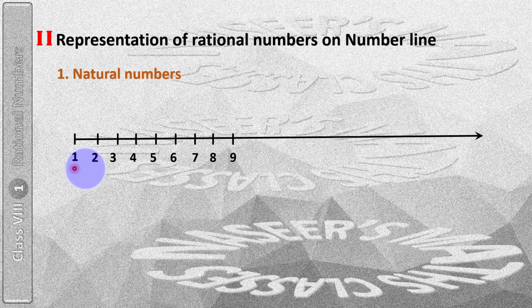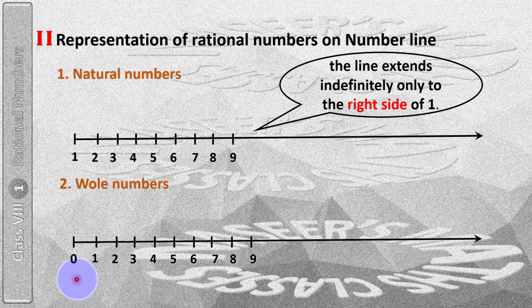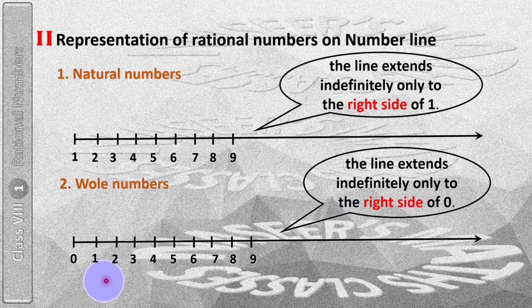The natural numbers line starts from 1 and continues on the right side. The line extends indefinitely only to the right side of 1. This is the representation of natural numbers on number line. Next, the second one is whole numbers. Whole numbers start from 0 and this line extends indefinitely only to the right side of 0.